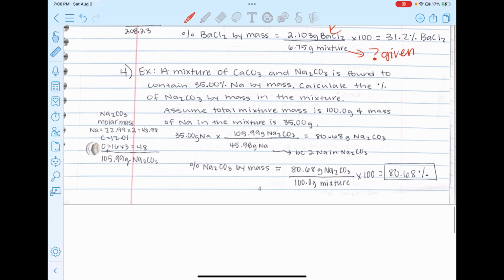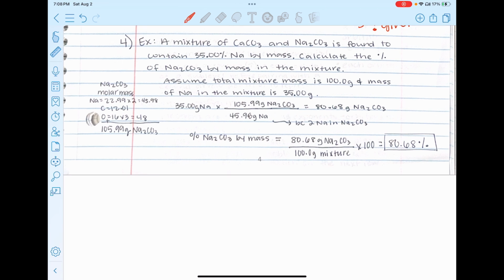All right, moving on to problem 4 and our final problem of this section. You've got a mixture of calcium carbonate this time and sodium carbonate, and it's found to contain 35% sodium by mass. And we're told to calculate the percent of sodium carbonate by mass in the mixture. This is similar to what we did, but it's almost backwards, right? Instead of finding the one tiny piece, where we have that information for the one part, the one element, we want to find the percentage of the whole compound. So we're almost working backwards from some of the other problems we've looked at.